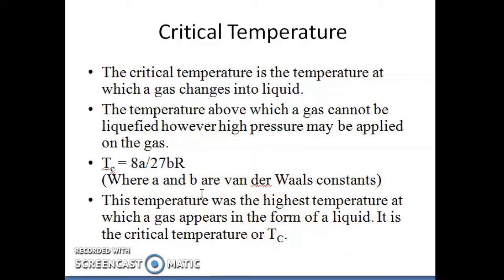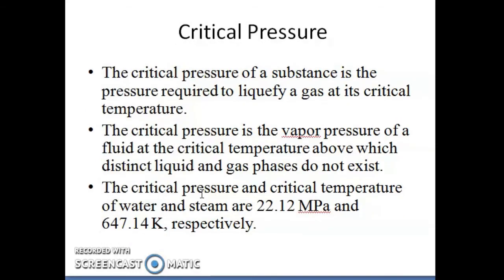And the second condition set is pressure. We call that pressure the critical pressure. The critical pressure of a substance is the pressure required in order to liquefy a gas at its critical temperature. So the critical pressure is considered to be the vapor pressure of any fluid at its critical temperature, above which distinct liquid and gas phases will not exist.